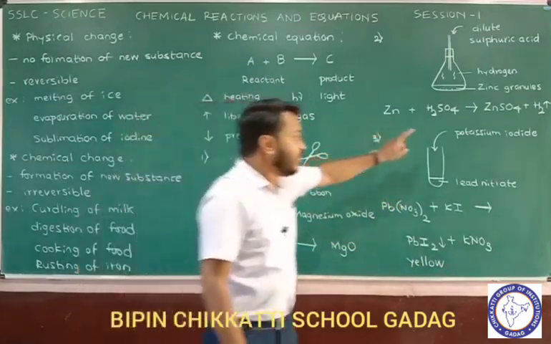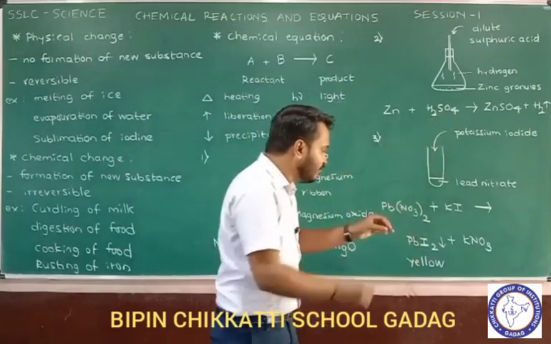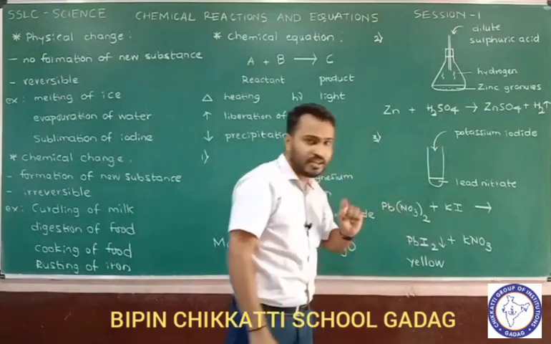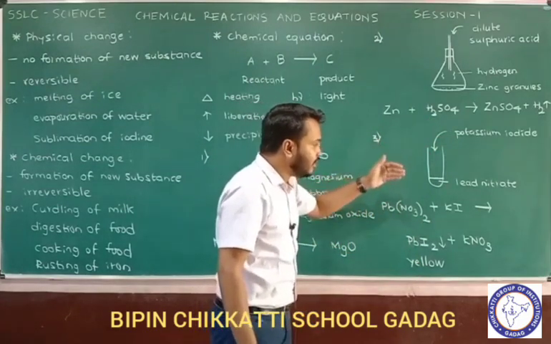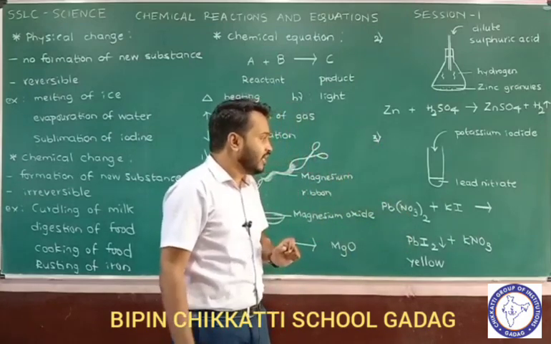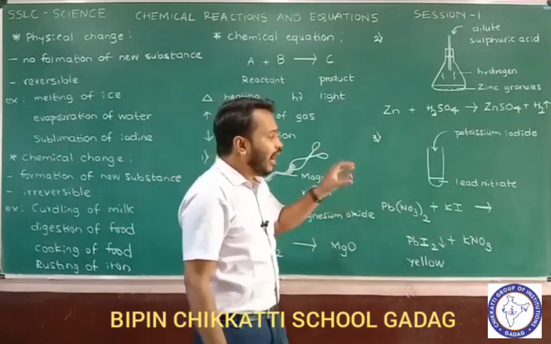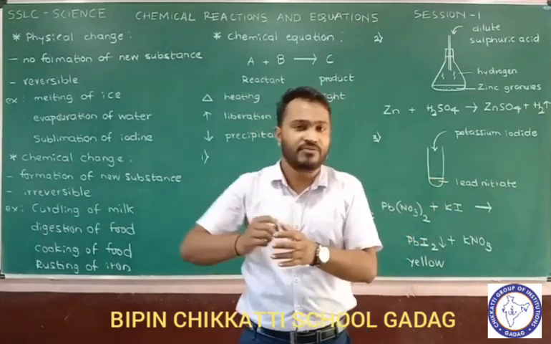So actually these two are both colorless liquids, and after mixing we get PbI2, which has a characteristic property, that is a color. So some chemical changes can be represented in the form of color, so that we can understand that a chemical change has occurred in this particular example. So this is all about how we can write a chemical change in the form of a chemical equation.